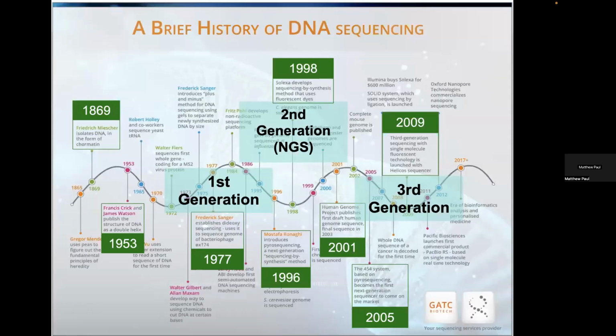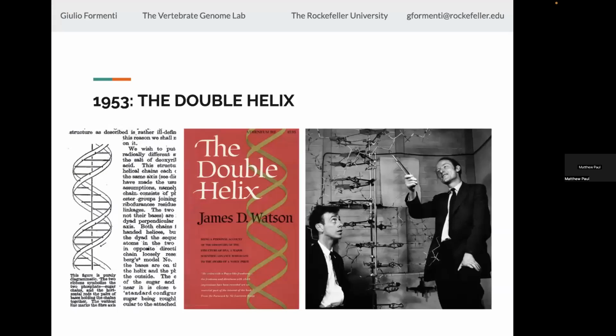So there are basically three recognized steps in the evolution of sequencing techniques, and the genome assembly perspective tends to evolve in parallel with those. So you have first generation sequencing, second generation NGS, and third generation. So of course, everything starts after the discovery of the structure of DNA in 1953.